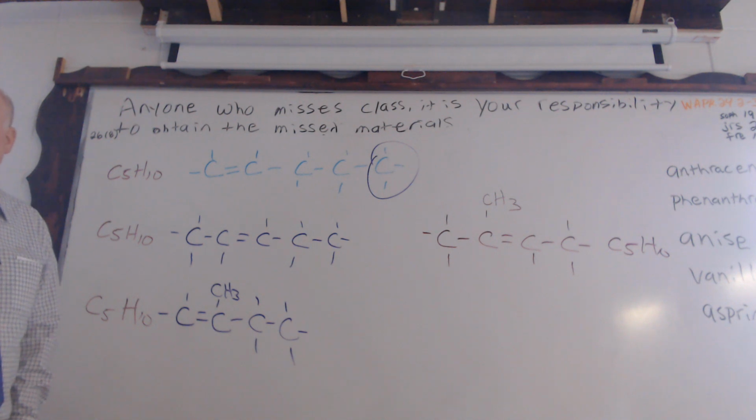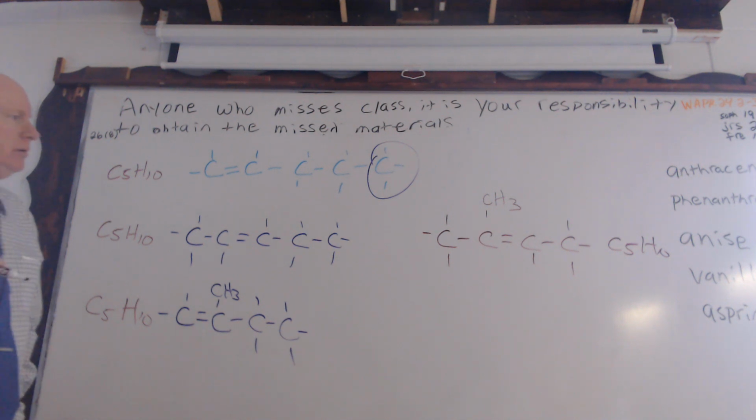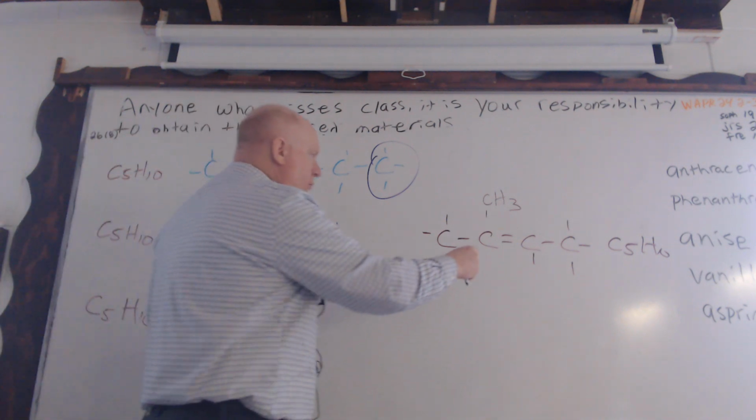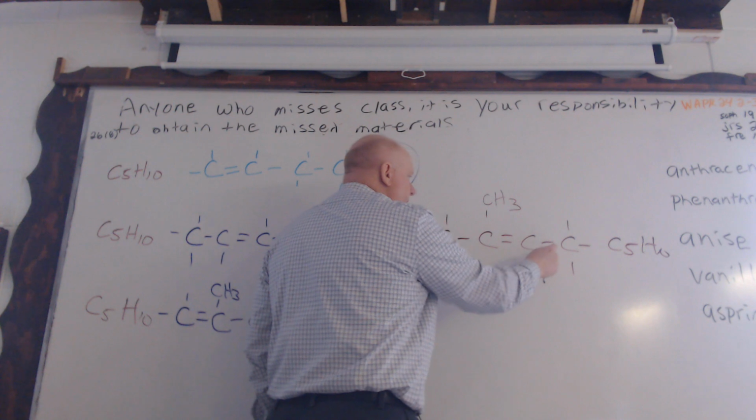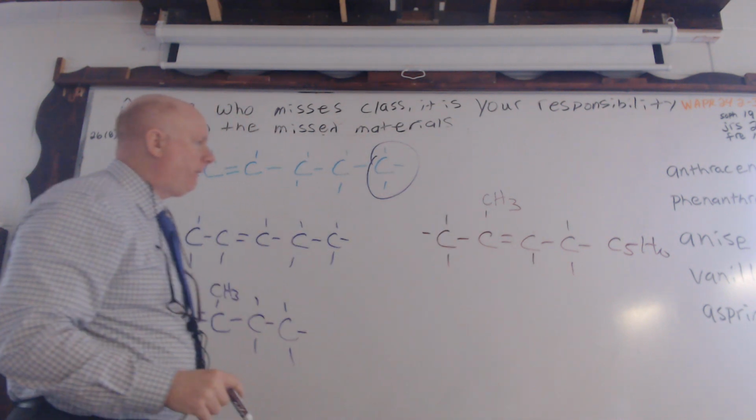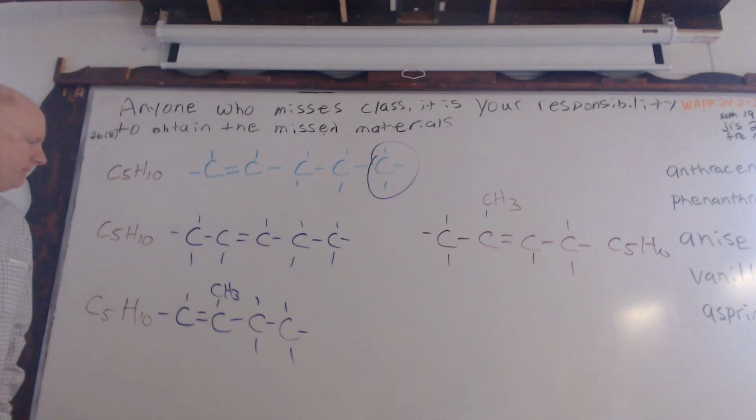And then you couldn't move your double bond over to the third carbon because it'd be the same. It would be the same as if you tried to move this over to here. No, you could do that. That would be 3-methylbutene. So you could do that.